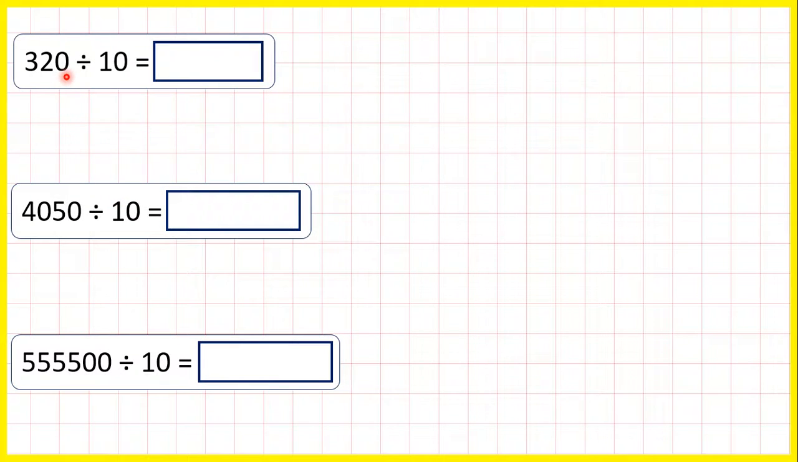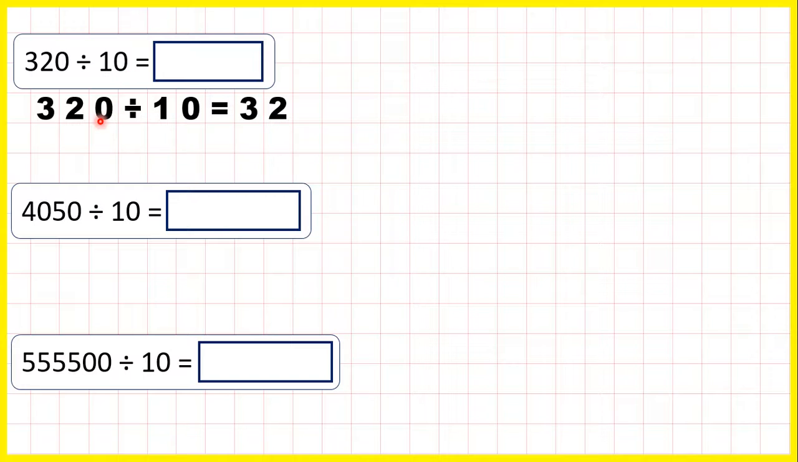Now here we're dividing multiples of 10, so numbers that end in a 0, and we're dividing them by 10. And there's a nice trick for this. So 320 divided by 10 is 32.